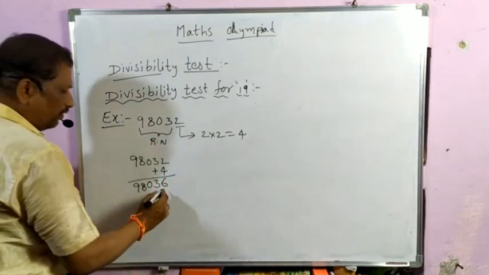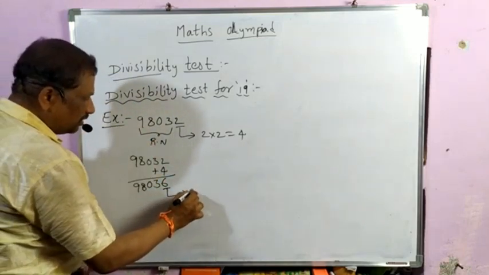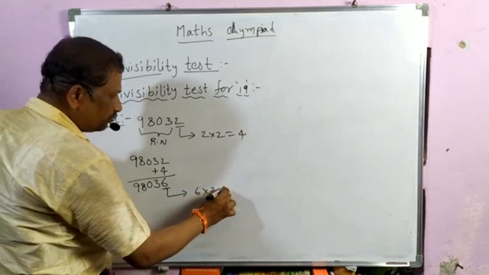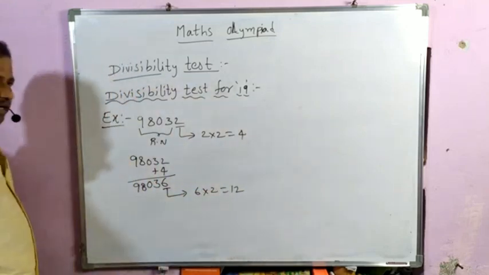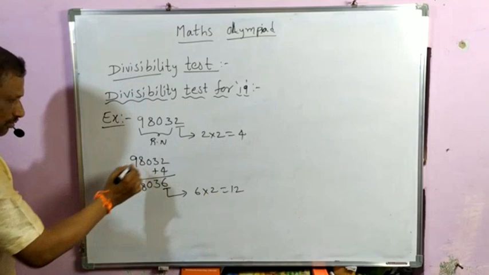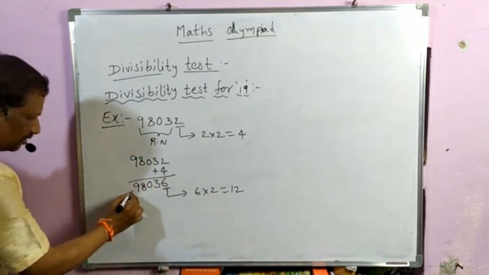Again, you follow the same process. The last digit is doubled, and whatever product you obtain, you add to the remaining number. What is the remaining number here?